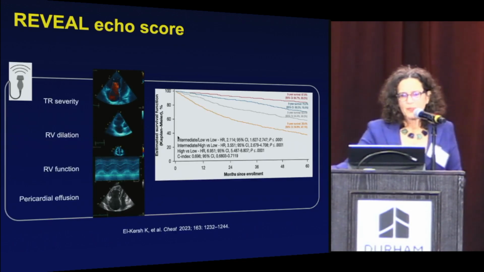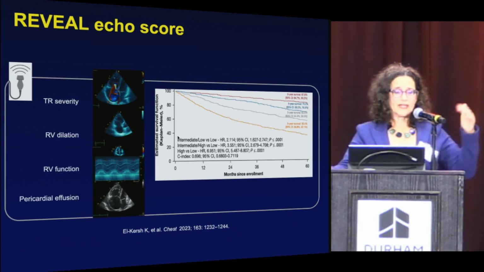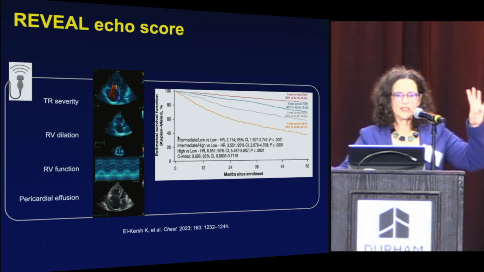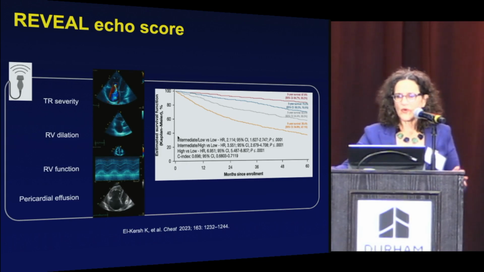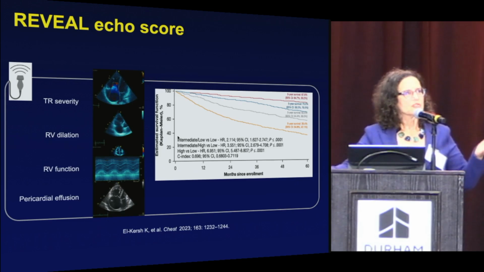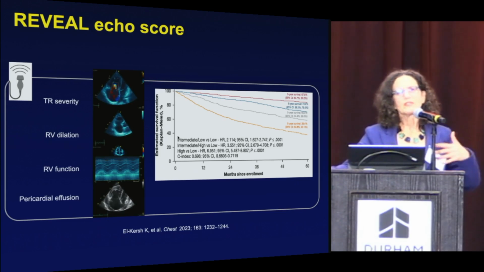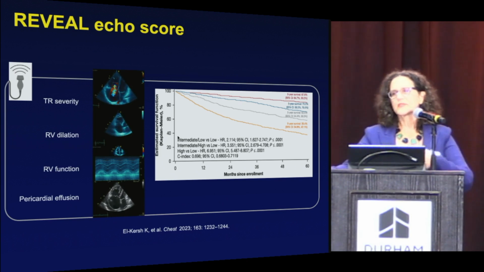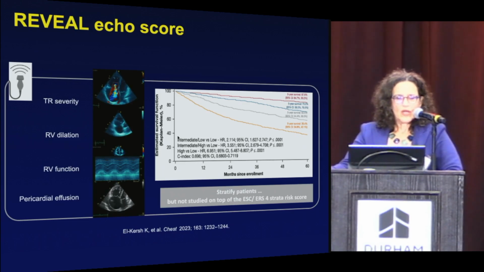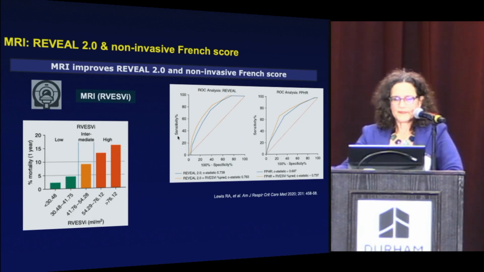Now, there was one paper that I think is really important looking at a Reveal echo score. And this just looked at the echo data they had from Reveal, looking at these four parameters: TR severity, RV dilatation, RV function, and pericardial effusion, and putting that score on top of the Reveal score. And it was useful. Again, some of the limitations with the echo databases that we have are, these are just reports obtained in clinical practice. There's variable information. Not everybody does TAPSE. Not everybody does this or that. Centrally read echoes would be more useful. But I think it's good that we're going that direction.